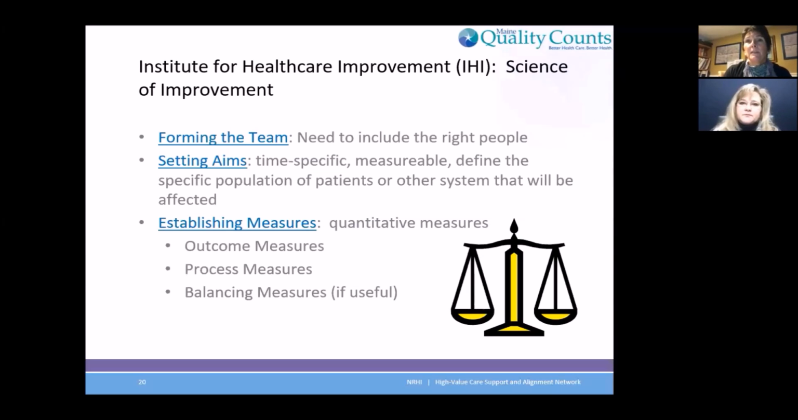So that is a bit about the overarching questions in PDSA, and now we'll jump into a little bit more detail about what goes on in these questions. So Jessica, back to you.